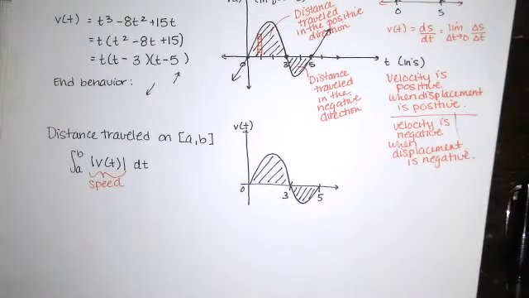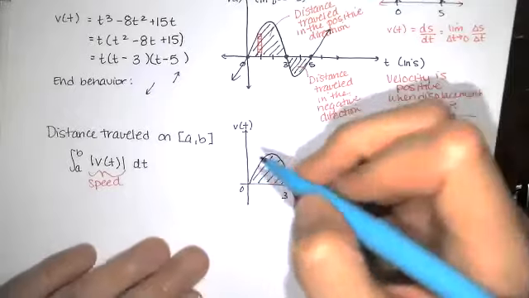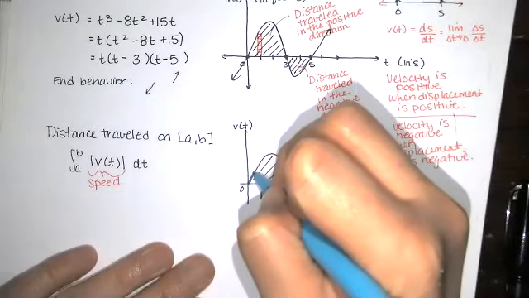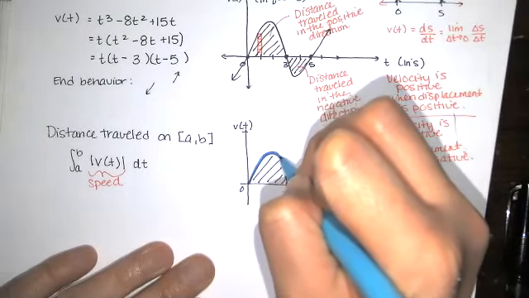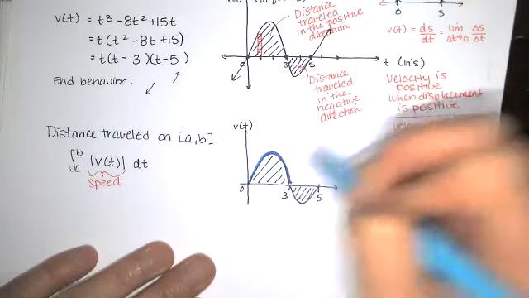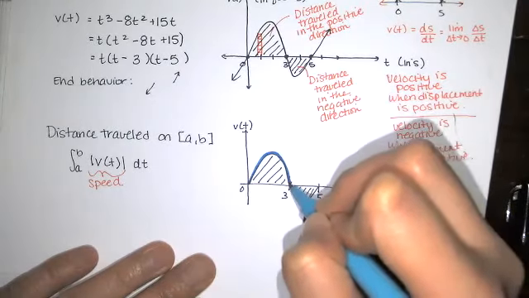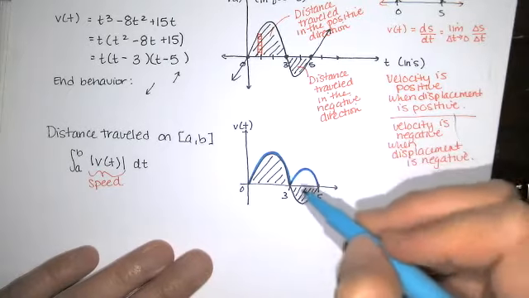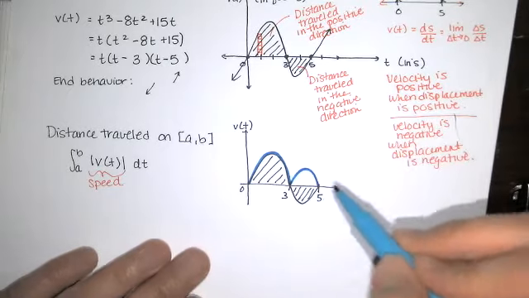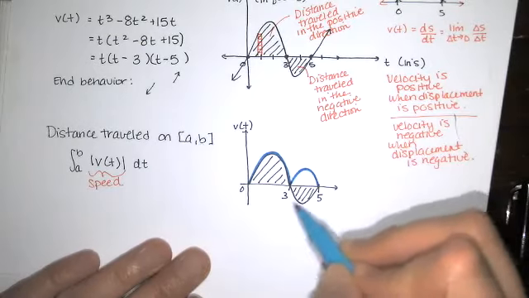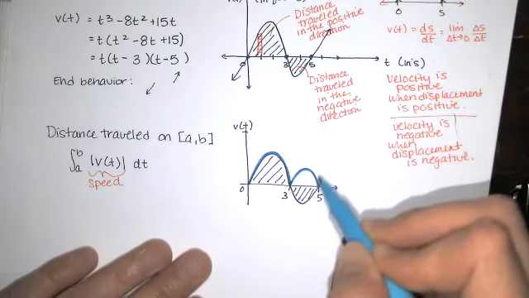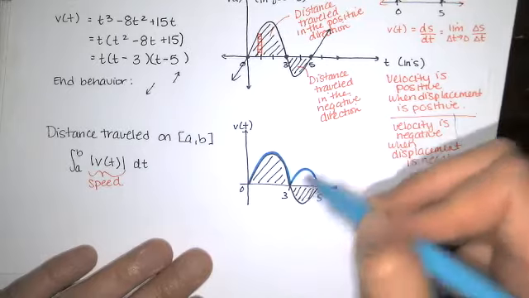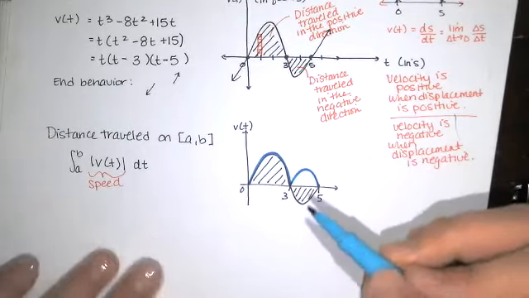Distance traveled comes from taking the absolute value of this. When the function is positive, it stays exactly the same. When the function is negative, we multiply it by, excuse me, we multiply it by negative 1. So I'm taking all those negative velocities and multiplying them by negative 1, that's the absolute value. So it flips that graph up like this.